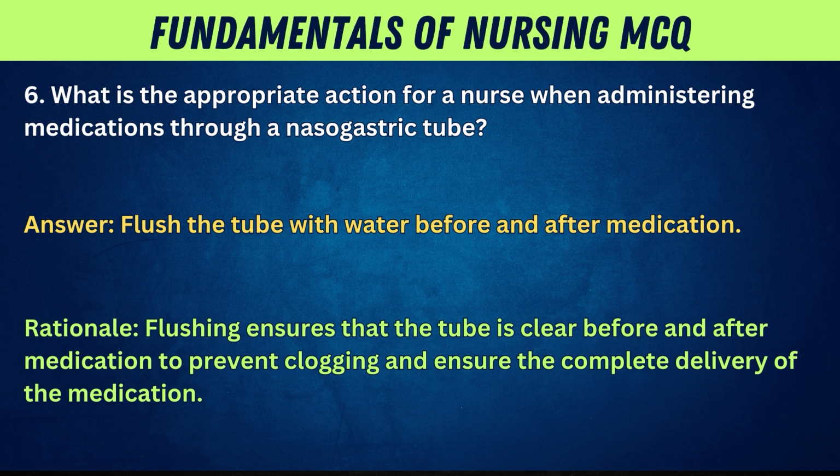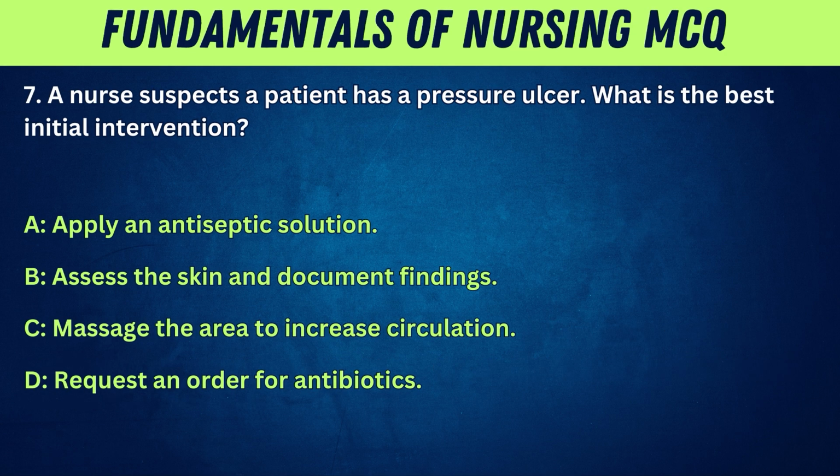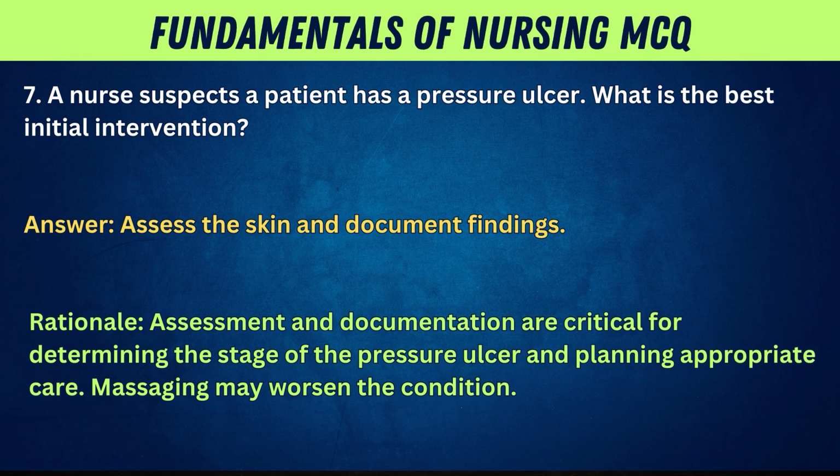of the medication. 7. A nurse suspects a patient has a pressure ulcer. What is the best initial intervention? A. Apply an antiseptic solution. B. Assess the skin and document findings. C. Massage the area to increase circulation. D. Request an order for antibiotics. Answer: assess the skin and document findings. Rationale: assessment and documentation are critical for determining the stage of the pressure ulcer and planning appropriate care. Massaging may worsen the condition.